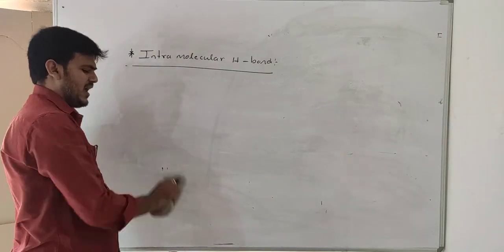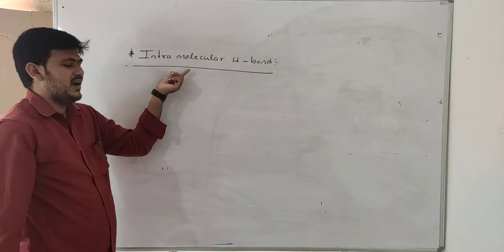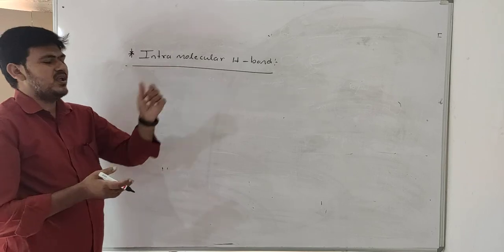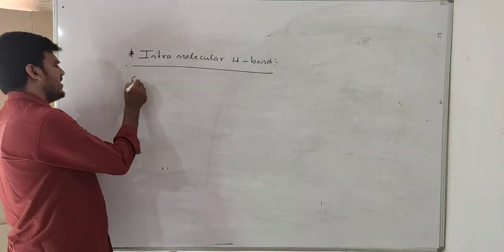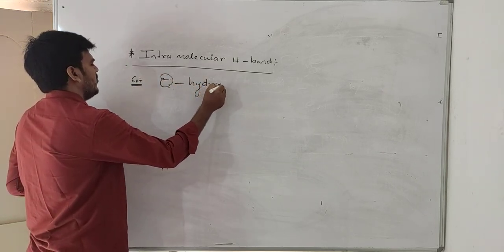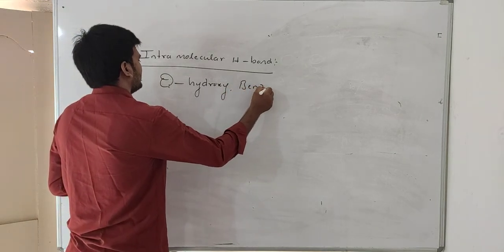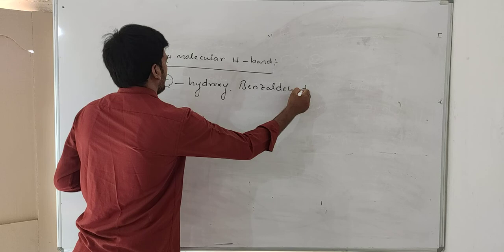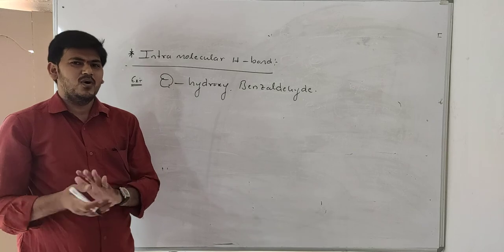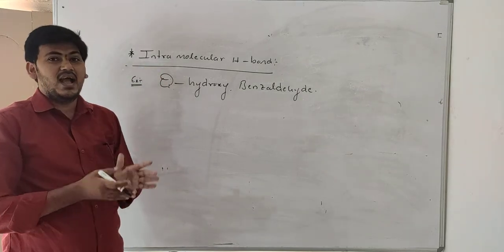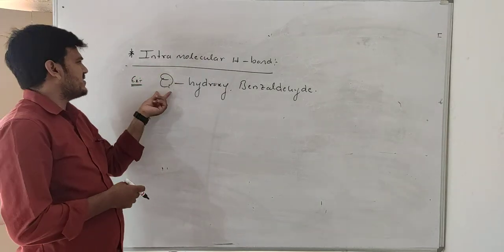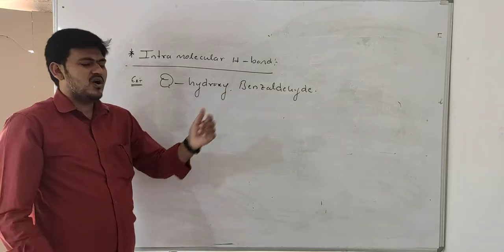First one, intermolecular hydrogen bond, between two molecules. Intramolecular hydrogen bond, within the molecule. And the best example, a very important one, is ortho hydroxy benzaldehyde. A hydrogen bond formed within the molecule is called an intramolecular hydrogen bond, and the best example is ortho hydroxy benzaldehyde.